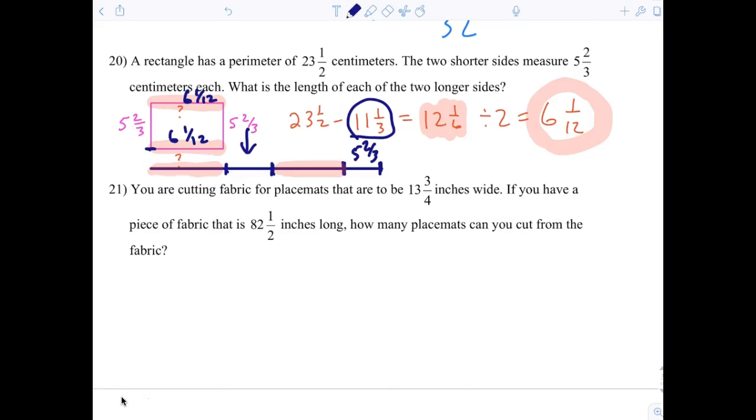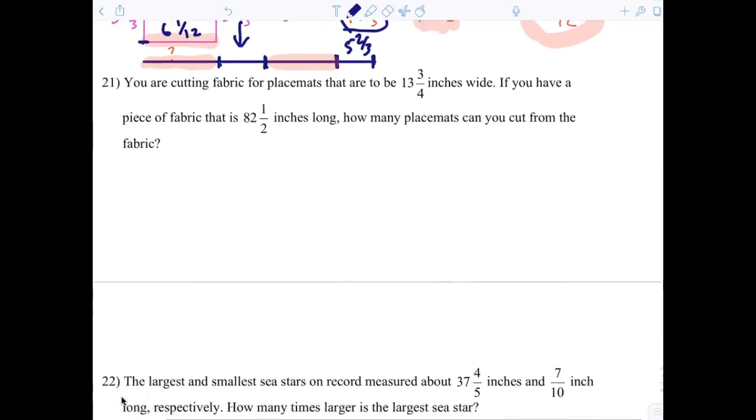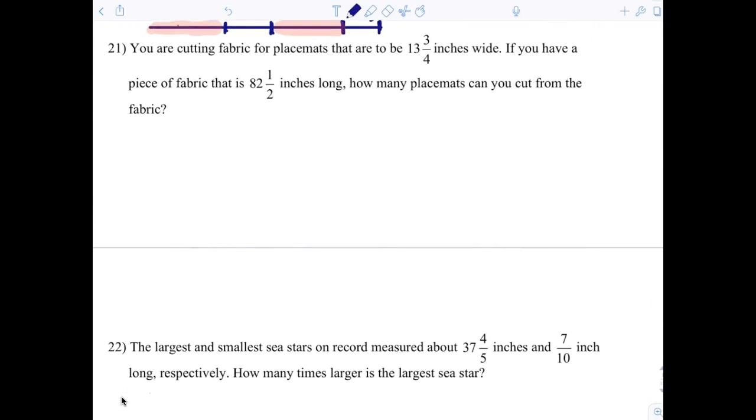Justice, let's have you read 21. Right. Tell me what you're thinking. You are cutting fabric for placements that are to be 13 3/4 inches wide. If you have a piece of fabric that is 82.5 inches long, how many placements can you cut from the fabric? What do I have to do you think? Do you divide? Exactly. Because why?